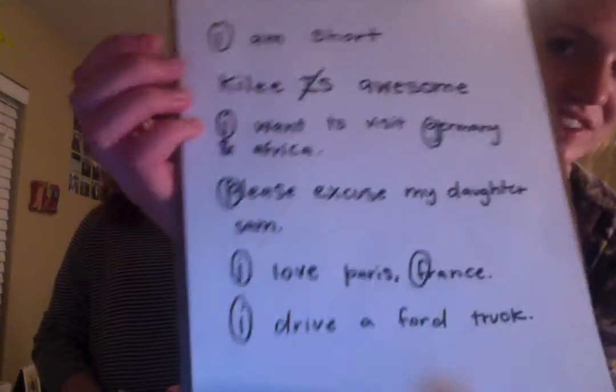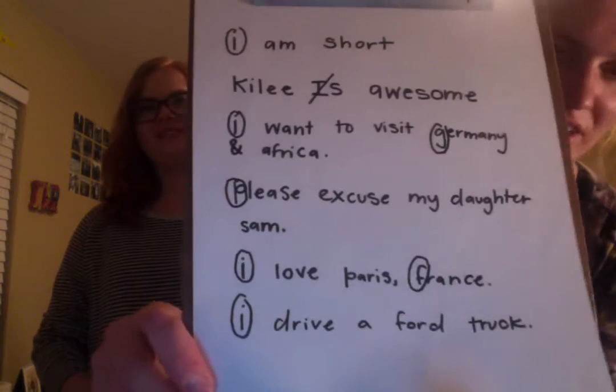So, I will just show you what it looks like. She circled the ones that needed to be capitalized. On the first example, it says, I am short, with a lowercase I. Kilee decided that we would need to capitalize the I in I am because an I is a proper noun. So good job, Kilee. The second one says, Kilee is awesome. Now, the K might be hard to see, but the K actually is not capitalized. So on that one, we need to capitalize that. So we'll circle that right there.